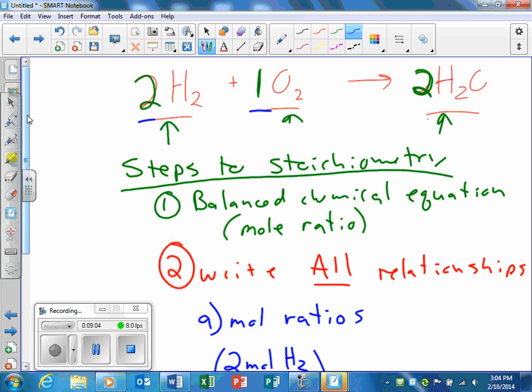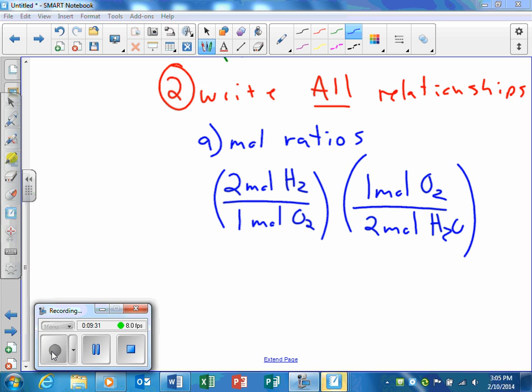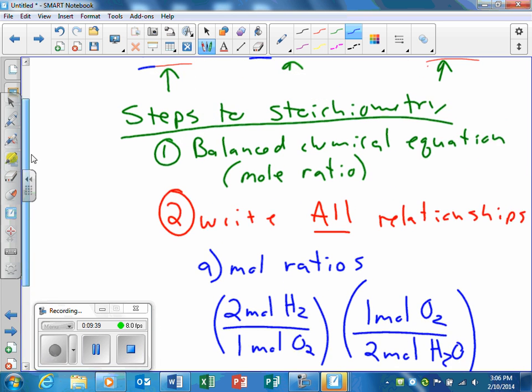Okay, so here's my question. I would like to know another mole ratio. What's another mole ratio? Very good, Sam. So it's 1 mole of O2 to 2 moles of H2O. So that's another relationship, right out of the formula.